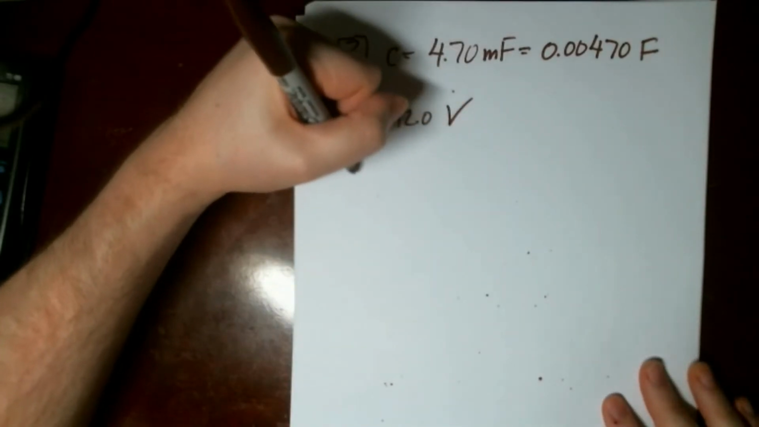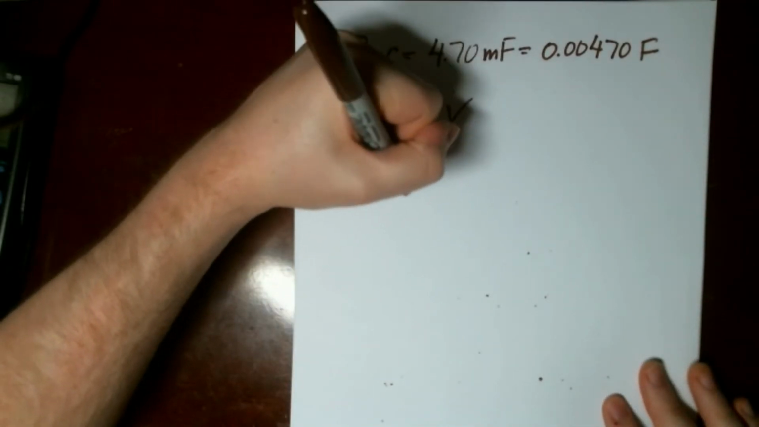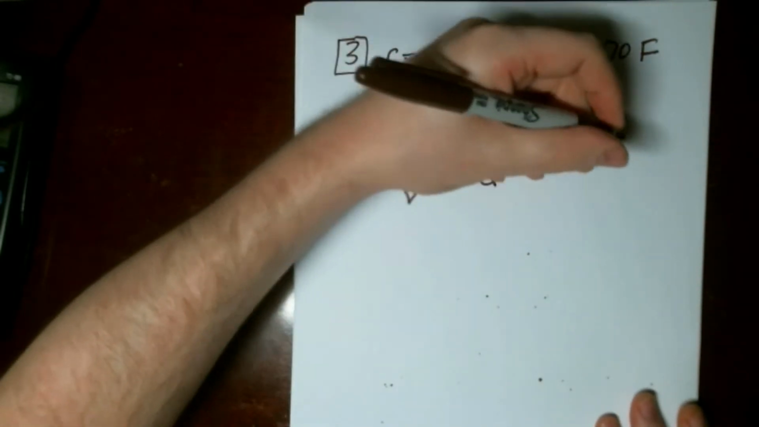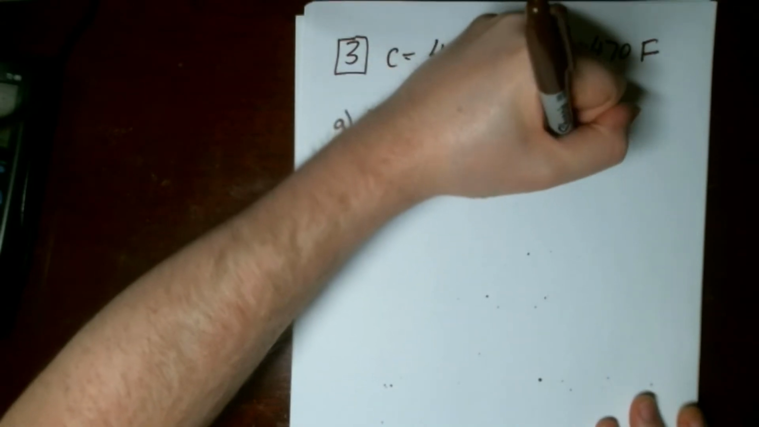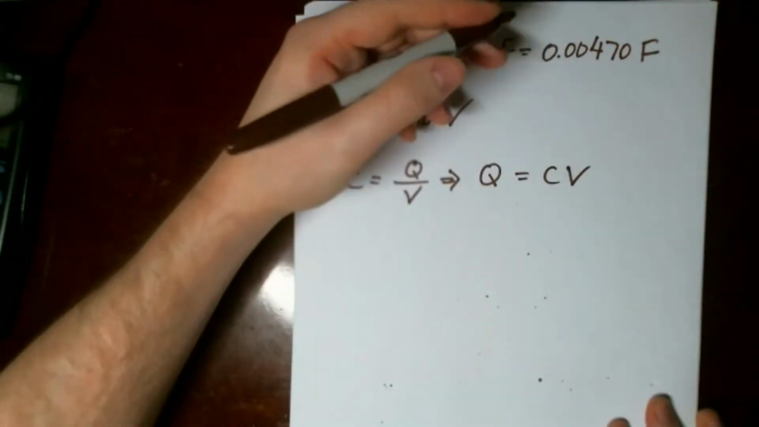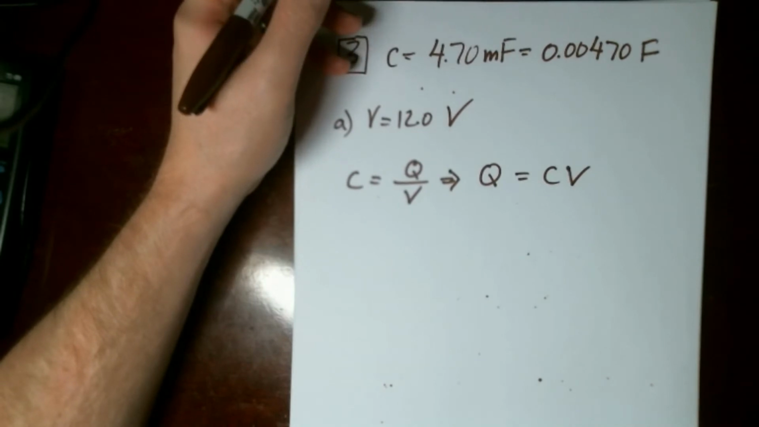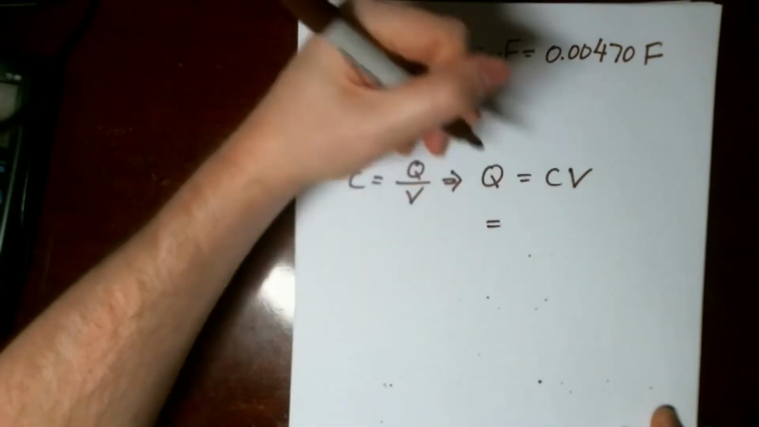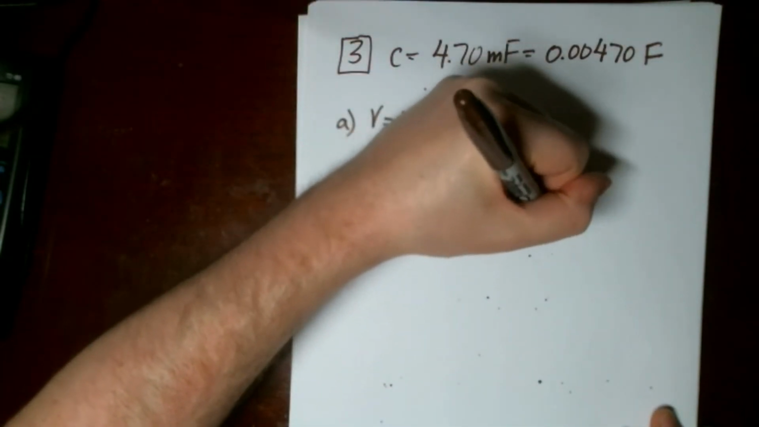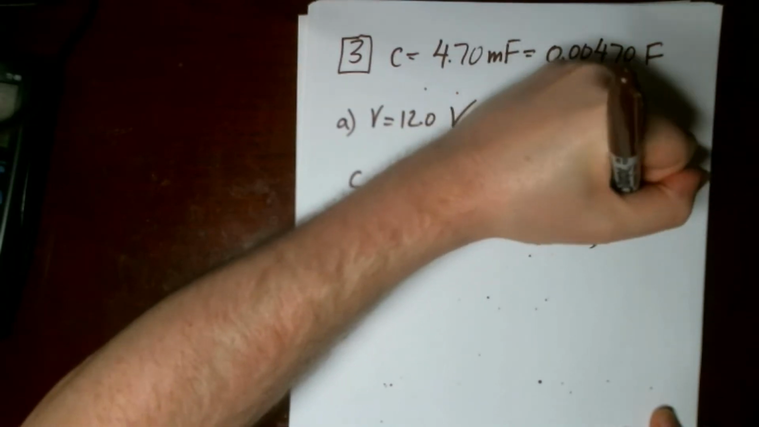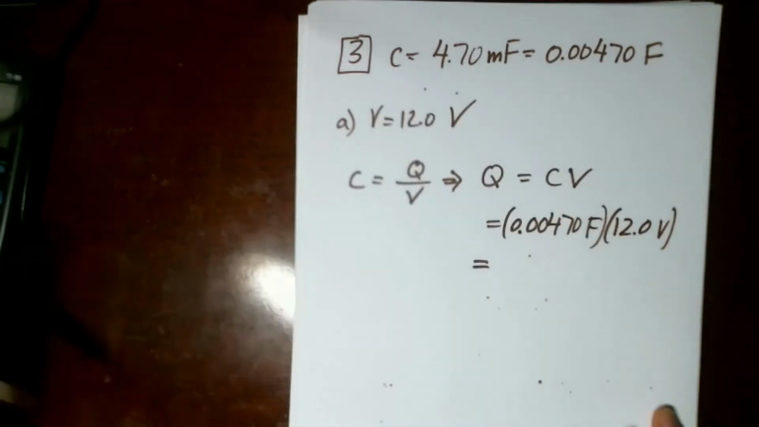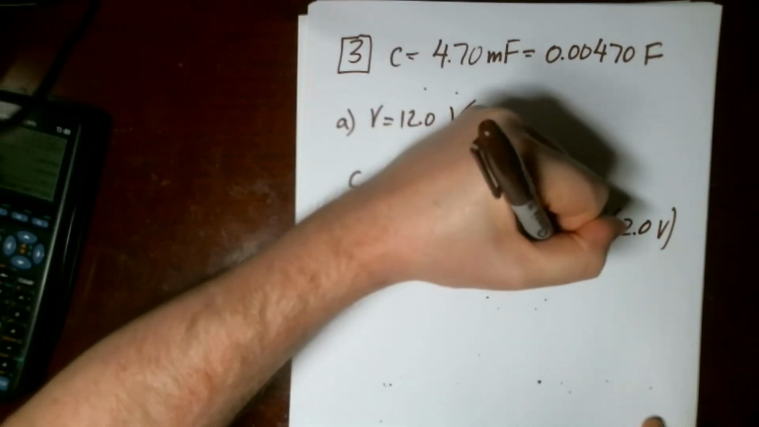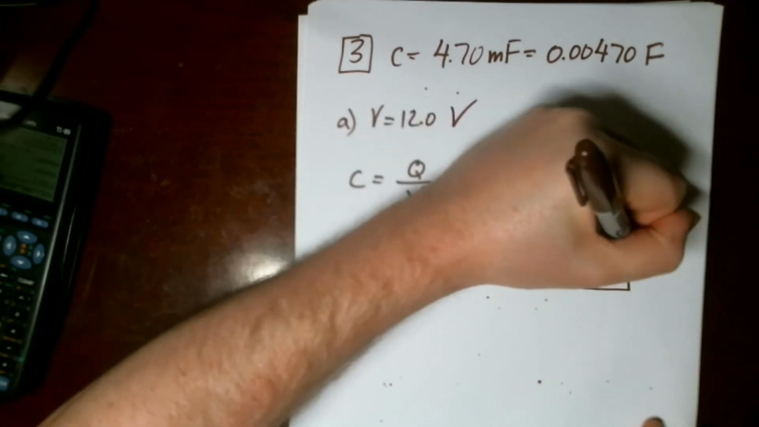Alright, well, the capacitance is defined to be charge over voltage. But we can solve for Q. So you get Q equals capacitance times voltage. So to find the charge stored in this place, we need to multiply the capacitance of the capacitor by the voltage across it. So we have our 0.00470 farads times our 12 volts. And that gives us a charge on the capacitor's plates of 0.0564 coulombs.